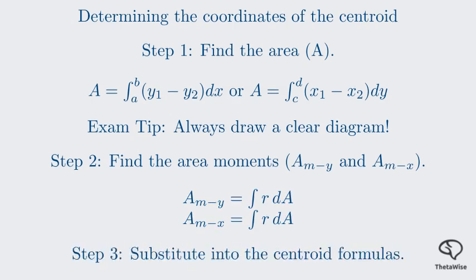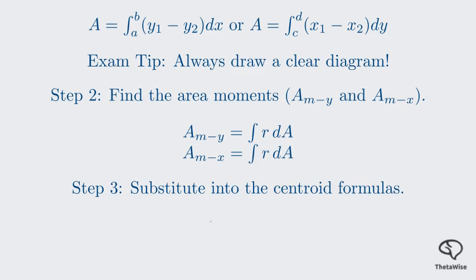And finally, step 3 is to substitute the values you found in steps 1 and 2 into our original centroid formulas. X bar equals A sub My over A, and y bar equals A sub Mx over A. If you follow these 3 steps carefully for each problem, you'll be well on your way to success. Let's practice with our first example.